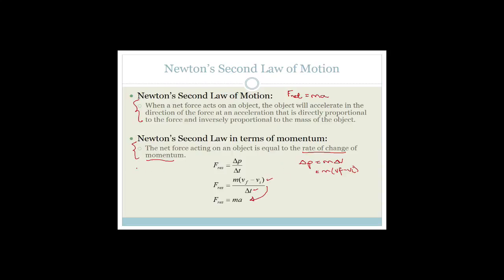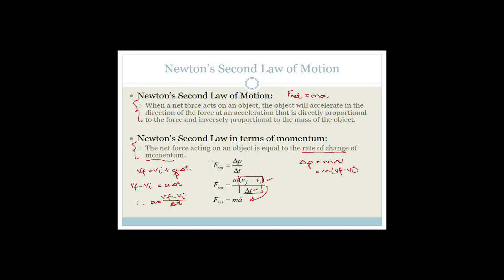Equations of motion time. If you have the equation of motion that says Vf is equal to Vi plus a delta T, and that is on your formula sheet, do you agree we can solve for a? We could say Vf minus Vi is equal to a delta T. Therefore, a is equal to (Vf minus Vi) over delta T. Okay, so what does that mean? That means that I've substituted for (Vf minus Vi) over delta T, and I've substituted in a. So in other words, we've just proven that Newton's second law of motion is equal to Newton's second law in terms of momentum. So both these equations exist and they both work.